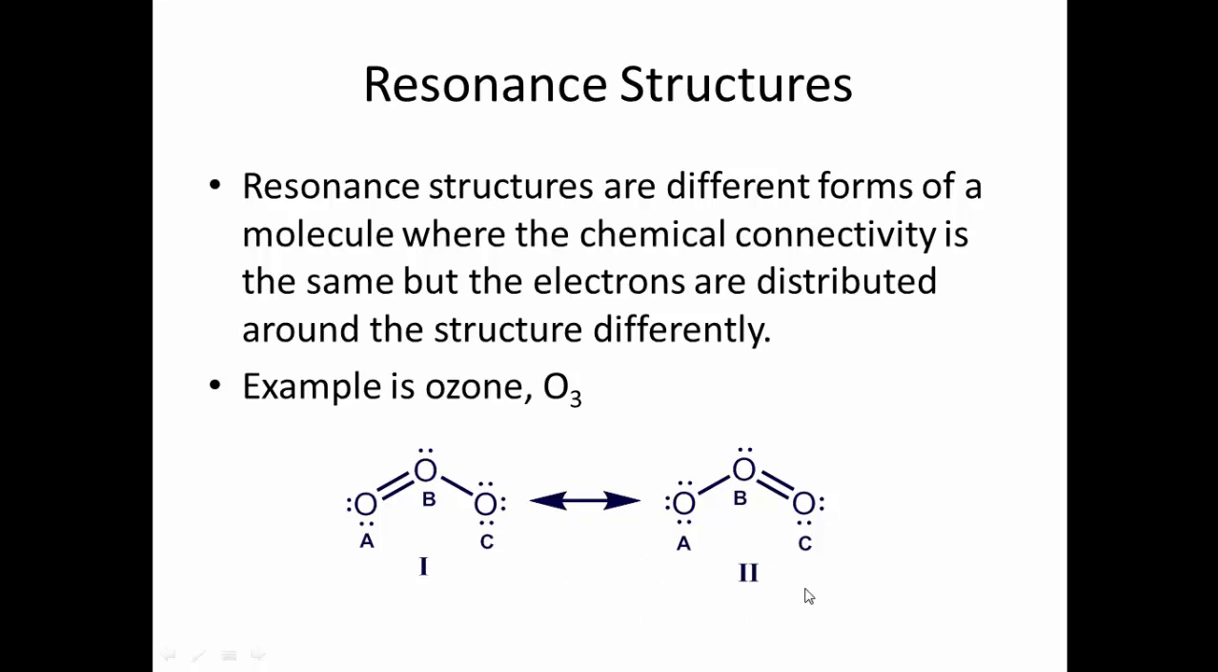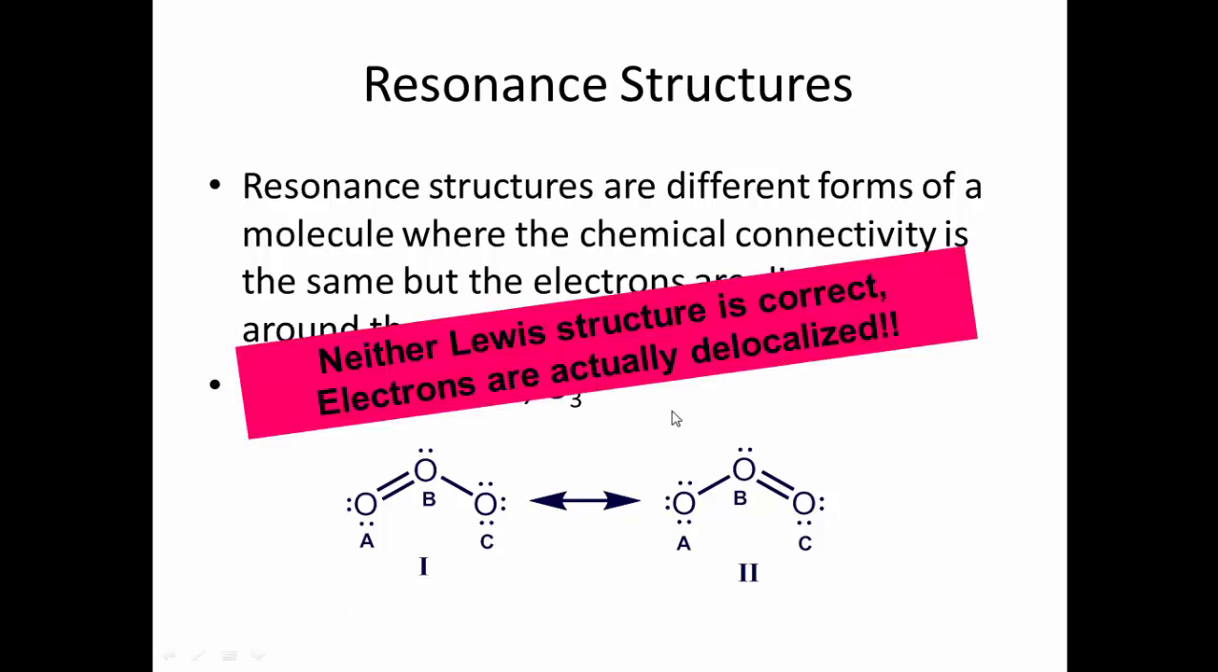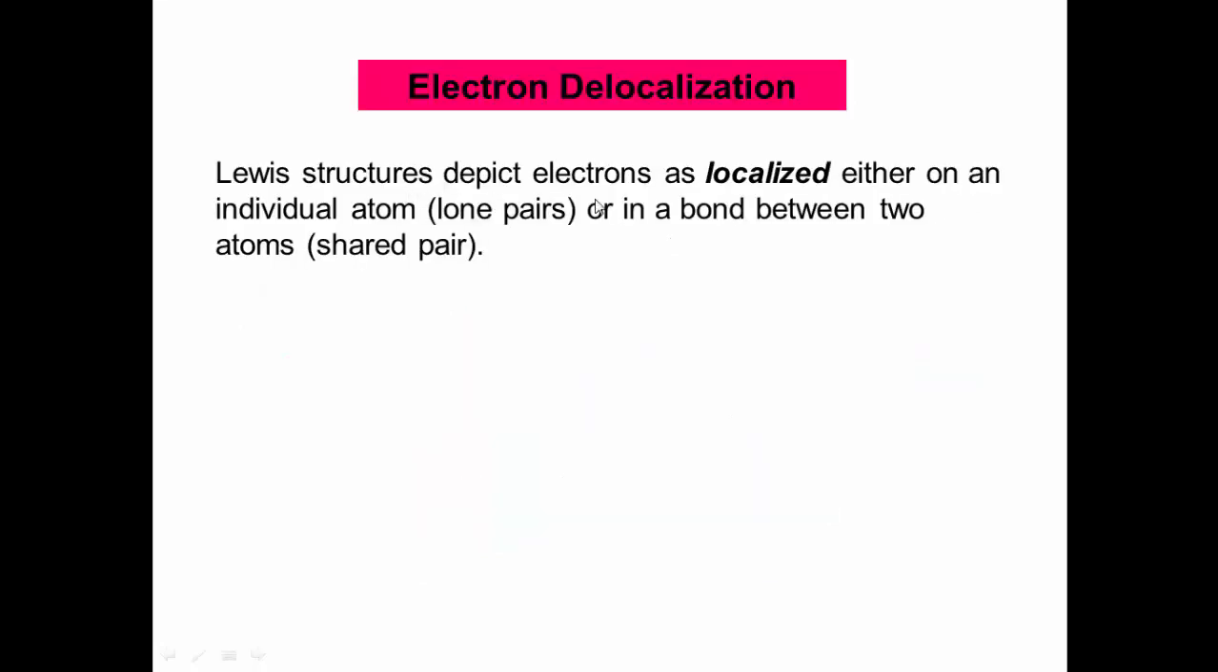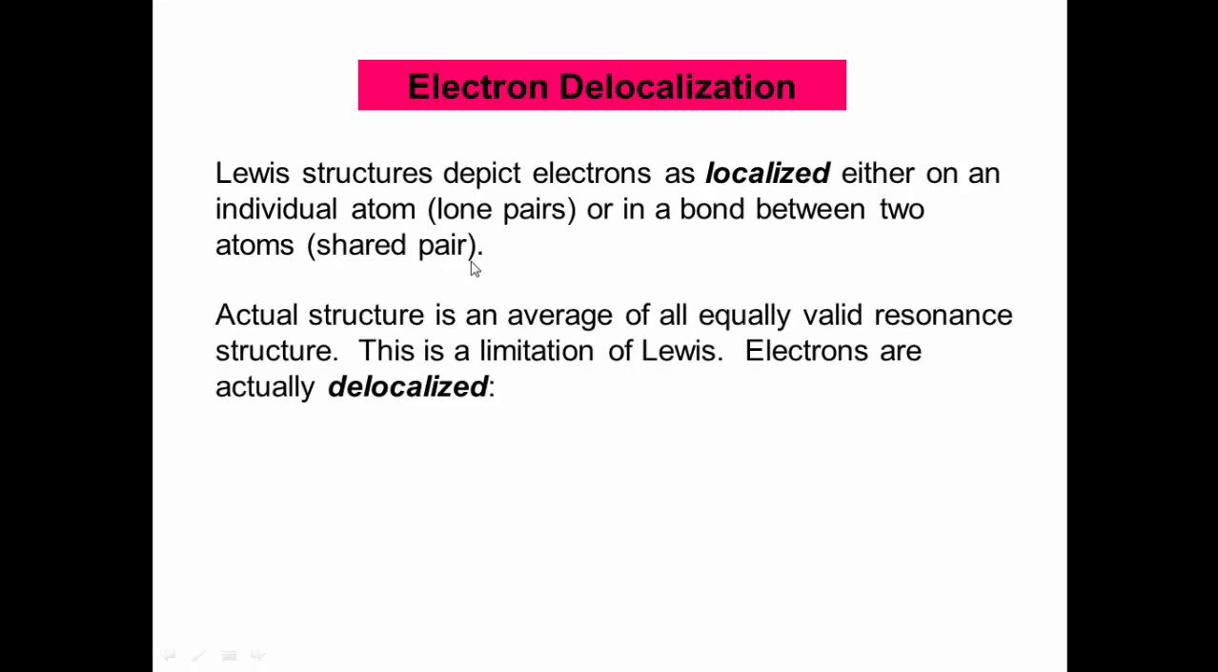two different resonance structures. And the reason why we need resonance structures is because Lewis dot structures are a little bit limited, because they show us bonds as if they were localized. Neither Lewis structure is correct because electrons are actually delocalized over this entire molecule. And we're going to talk about what that means. Lewis structures depict electrons as localized, either on an individual atom, lone pairs, or between two atoms, a shared pair.